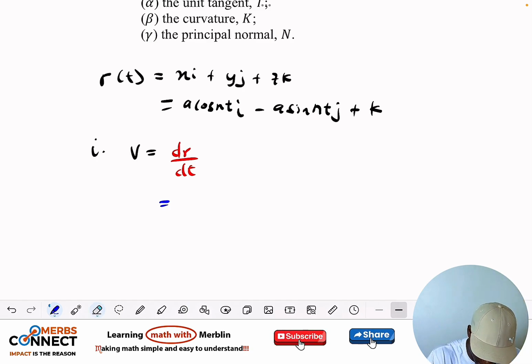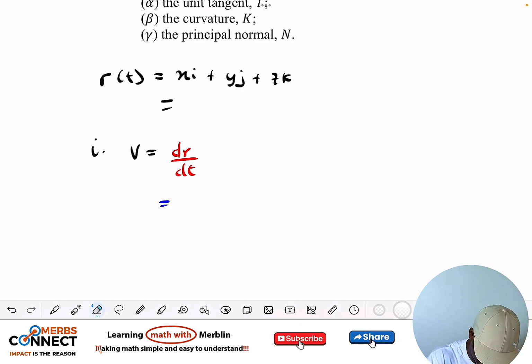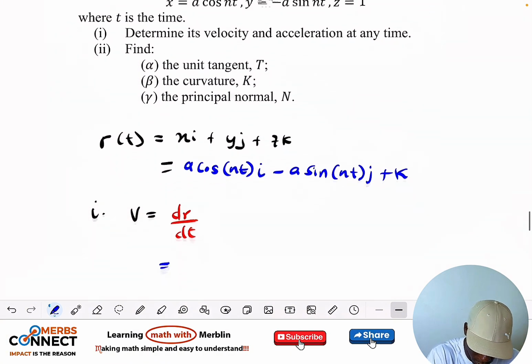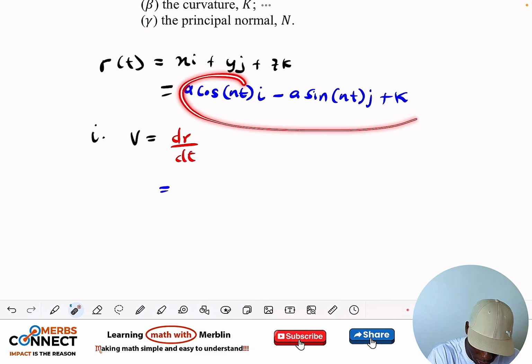But let me do something here so that you can see it very well. Let me write this one as a cos. Let me put this one in parentheses so that you can see minus a sine nt j plus k, so that you can understand the differentiation very well. Okay, so now let's differentiate this with respect to t.